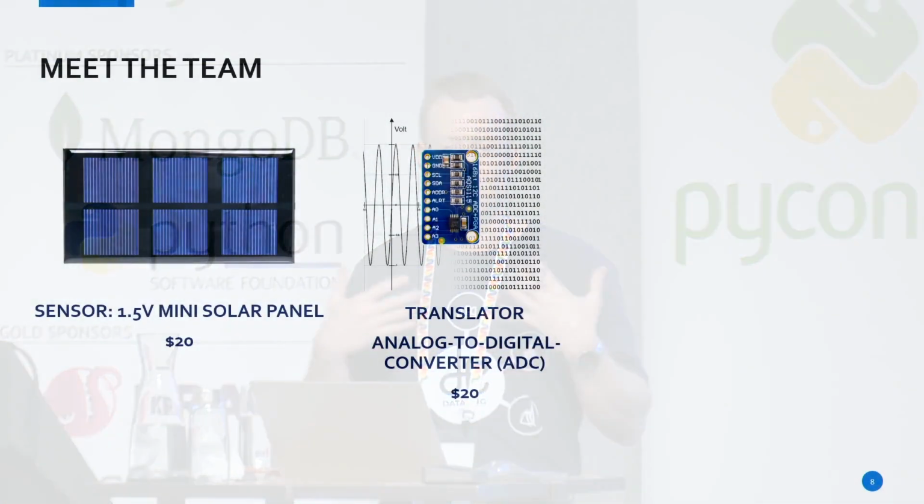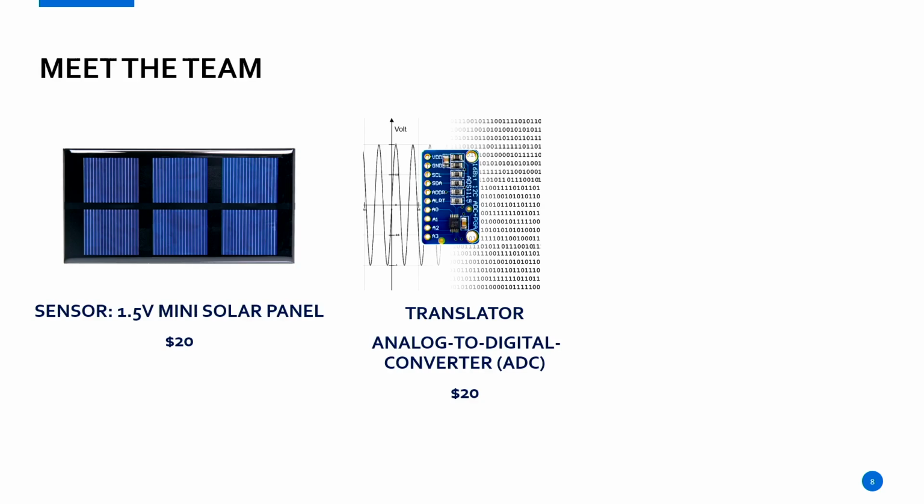And the next piece of equipment that we're going to use is this thing called an analog to digital converter, or ADC. The little mini solar panel produces an analog signal, that nice waveform that you can see on the left side of the ADC. And what this little ADC is going to do is translate that signal into a digital signal that can be used by a computer.